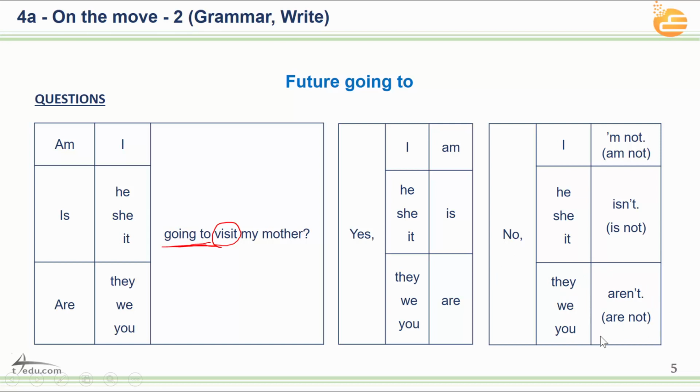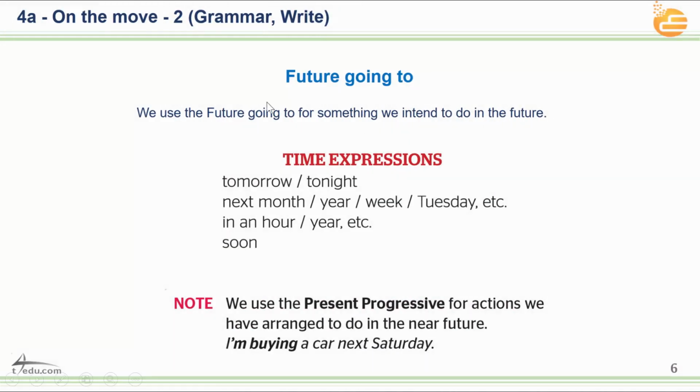Okay? Very nice. Okay, we have three things we want to keep in our minds. The first thing, which is we use the future going to for something we intend to do in the future. So, if you are intending, you want to do something in the future, you have to use going to. So, going to, we use it when we intend to do something in the future.